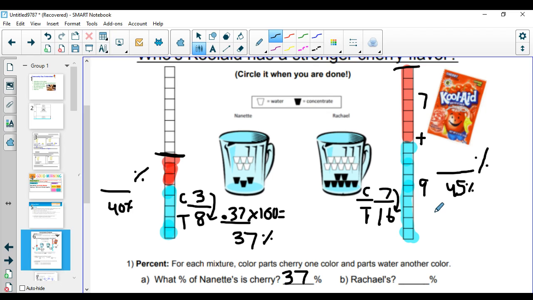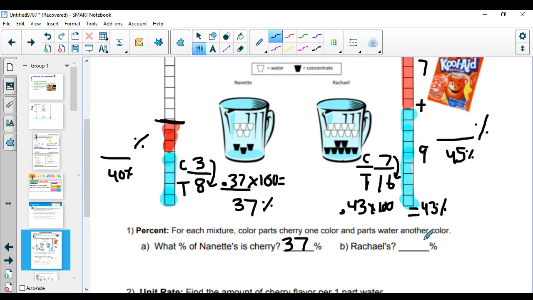And I get 0.4375. Let's just worry about those first 2 digits. That's usually all we care about. So about 0.43 times 100, and that's going to give us 43%. So again, my estimate was pretty good. It was a little less than my estimate, but I was close.